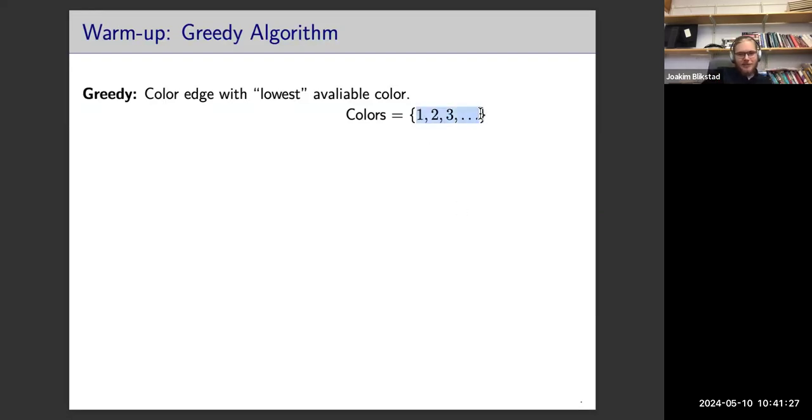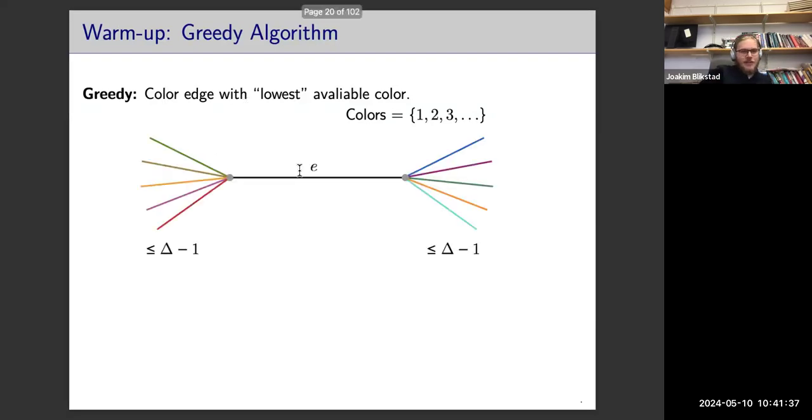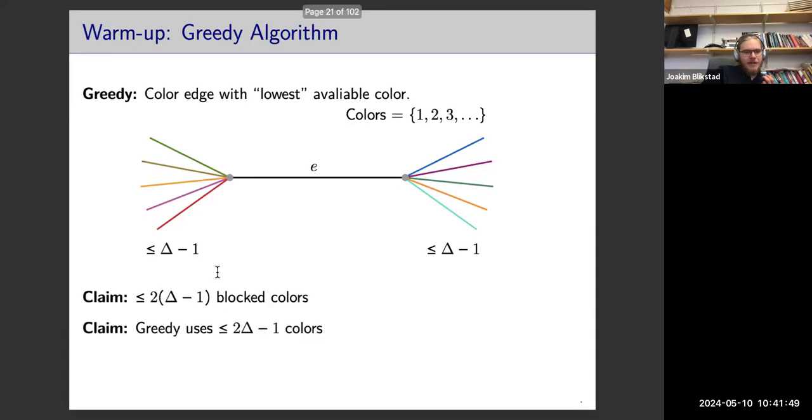Say the colors are just numbers, and the greedy algorithm, when an edge arrives, just picks the lowest number which is not already blocked. So when some edge E arrives, you look at all the incident edges to the left and right, you block these colors, and then you pick the lowest unblocked color. And what we can see here is that for a vertex, how many blocked colors do we have? At most delta -1, because the max degree is delta. And on the right here, you also have at most delta -1 blocked colors. So in total, it's 2 delta -1 blocked colors.